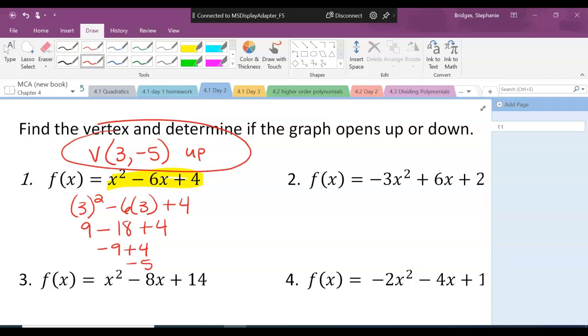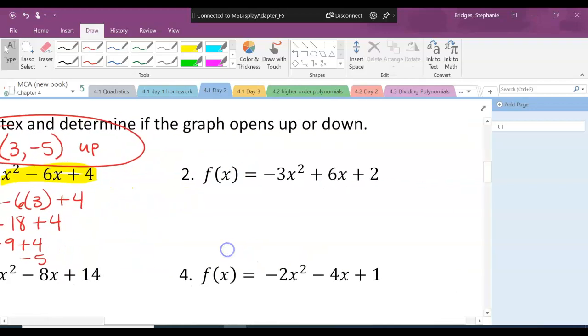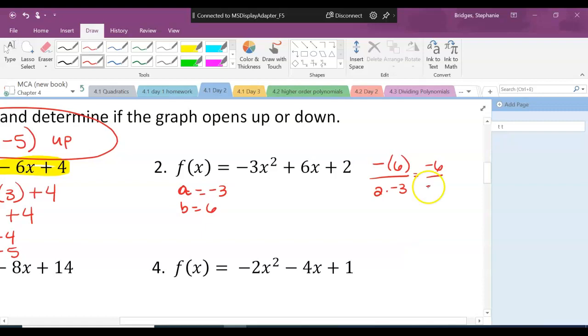What is A for number 2? Negative 3. Okay. What is B? 6. Okay, so we're going to go the opposite of B over 2 times A. What's the opposite of 6? Okay. And then 2 times negative 3 is negative 6, and negative 6 divided by negative 6 is positive 1. Is everybody okay with that part?